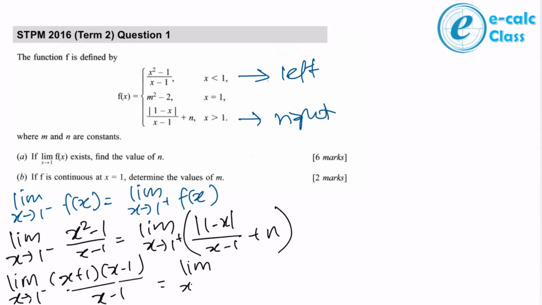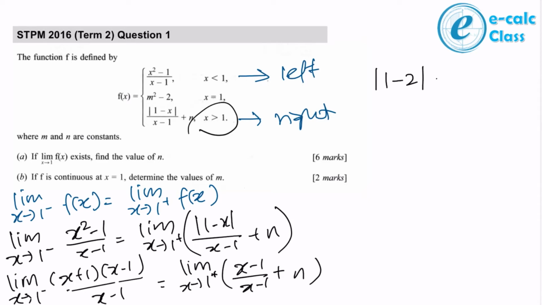And what about this? Because your x is greater than 1, can we write this as x minus 1 over x minus 1 plus n? My handwriting is a bit messy here, sorry. You think about it. x greater than 1, let's choose 2. 1 minus 2, is it the same as the absolute value of 2 minus 1? It is, right? So you can just do it like that.